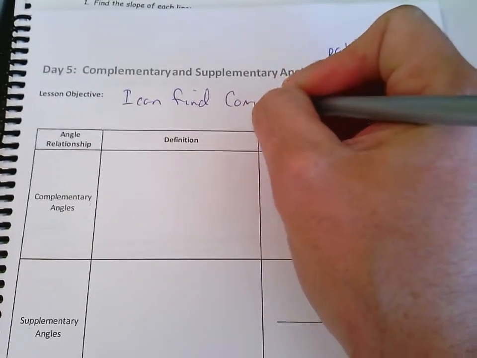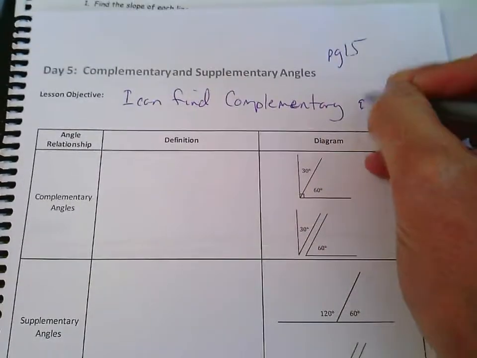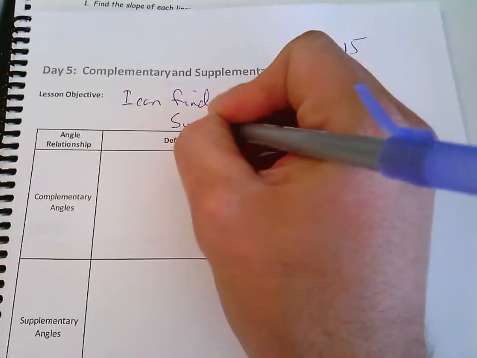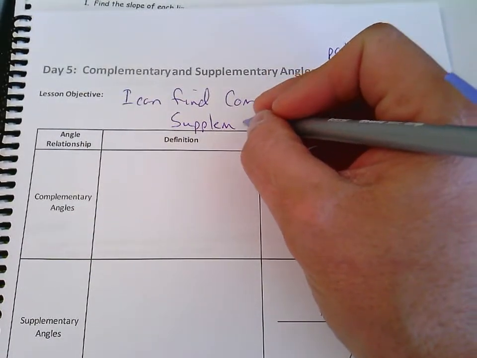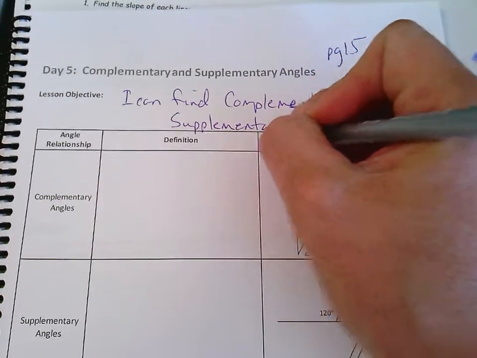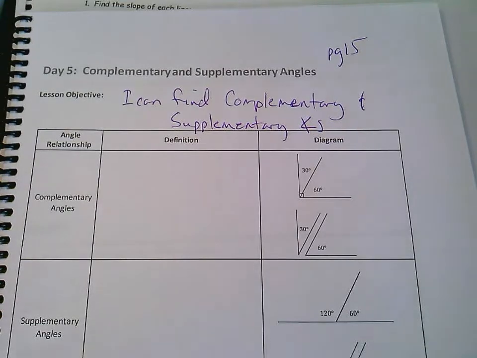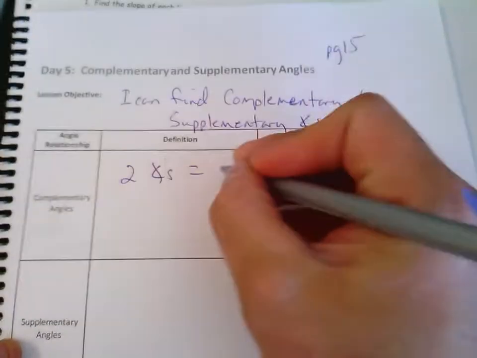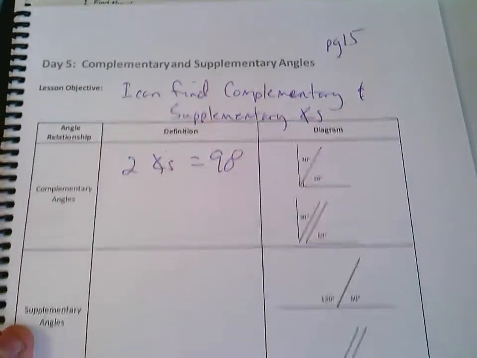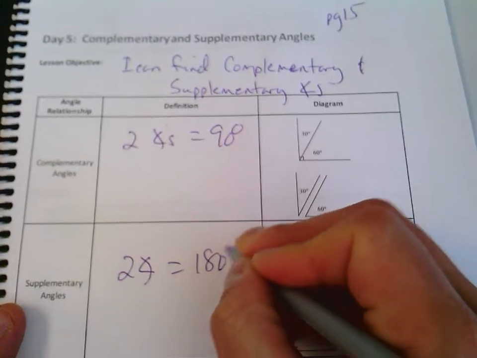complementary and supplementary angles. Alright, so just as a quick review, complementary angles, okay, are two angles that together equal 90 degrees, and supplementary angles are two angles that equal 180 degrees.